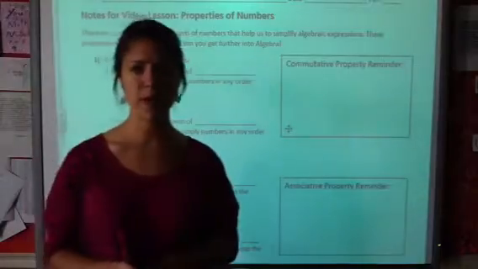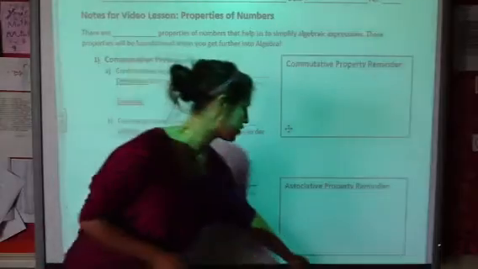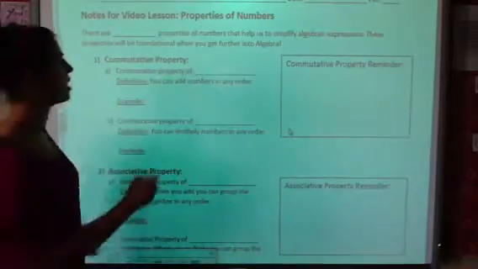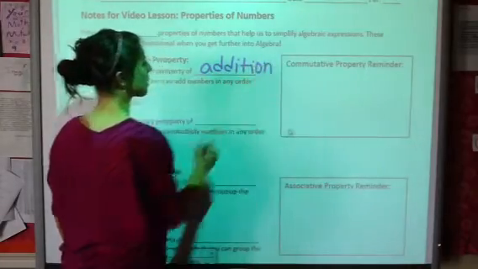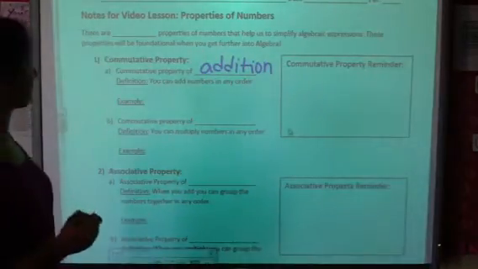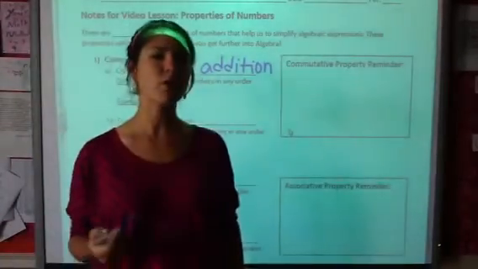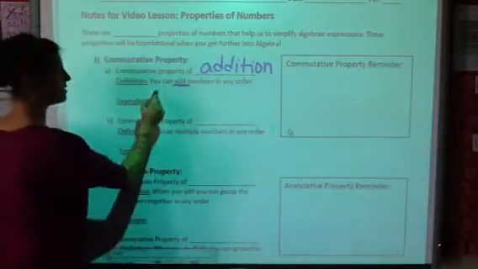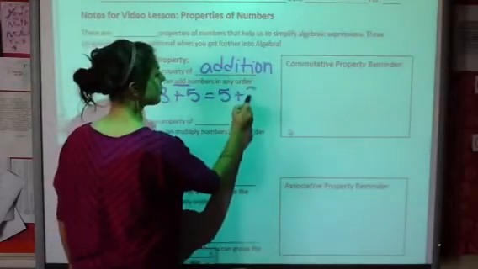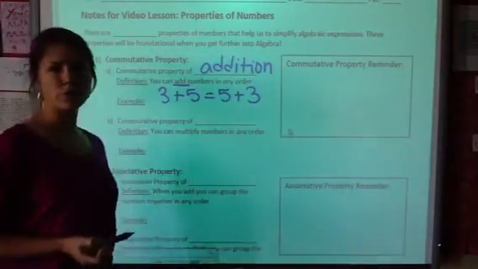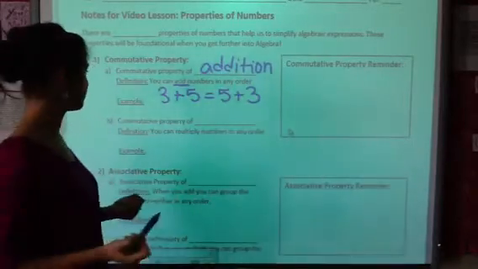We're going to start with the first one. It is the commutative property, and we have multiplication and addition. So we're going to start with the commutative property of addition. The commutative property of addition says you can add numbers in any order. So it doesn't matter the order that you add them in. So I'm going to say 3 plus 5 is equal to 5 plus 3. Any order that you add, that's going to be 8, and that's going to be 8. It doesn't matter the order.